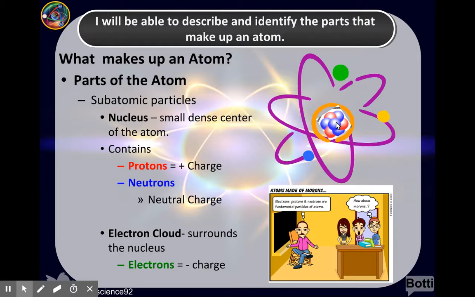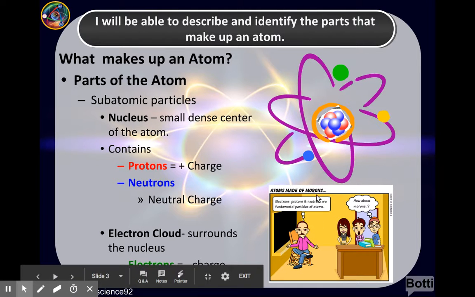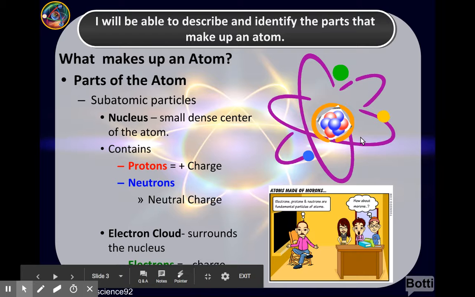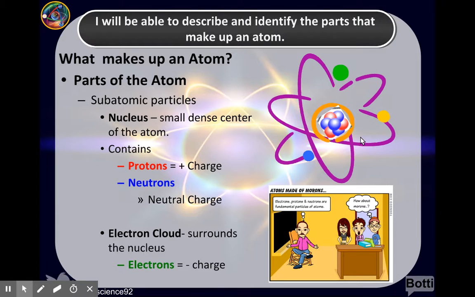So the nucleus is made up of protons and neutrons. Protons are positive. You can remember that because protons positive, they both start with P, and then neutrons are neutral. So protons are positive and neutrons are neutral in the nucleus. And then outside of the nucleus, we have this electron cloud. This is where our electrons fly around and move around constantly. Electrons are negatively charged. They're there to balance out our protons.